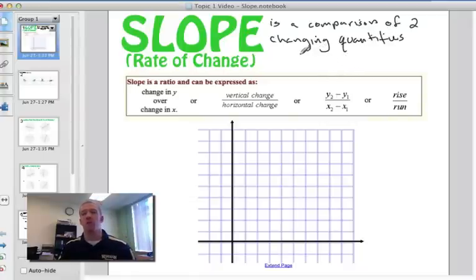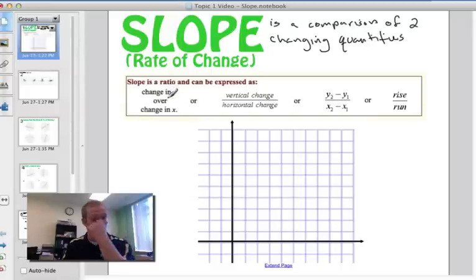So normally we let x stand for one quantity, y stands for the other, and the relationship between how y changes when x changes, or when the second quantity changes when the first one changes, gives us our slope, or our rate of change. So take a moment and write down the various representations.